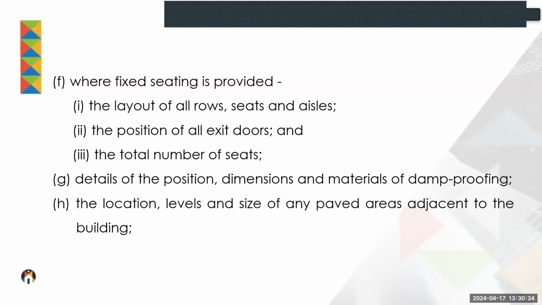Fixed seating, the layout of the rows, etc., and then damp-proofing material. Not just DPC. What is the size of that DPC? What type of material is that DPC? Then the location, the levels, and the size of any paved areas adjacent to the building.